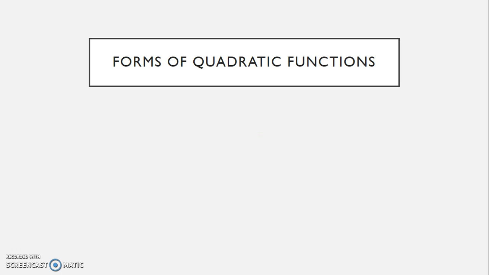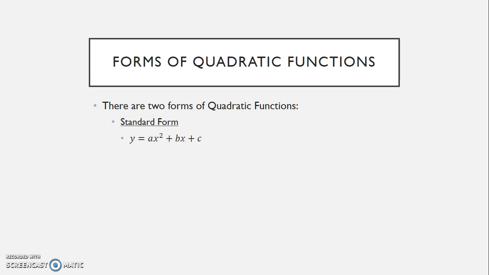Alright, so forms of quadratic functions. There are two forms of quadratic functions. First one is standard form, so y equals ax squared plus bx plus c. This is the one that we've talked about in class the most. The next one is vertex form, y equals a times the quantity x minus h squared plus k.